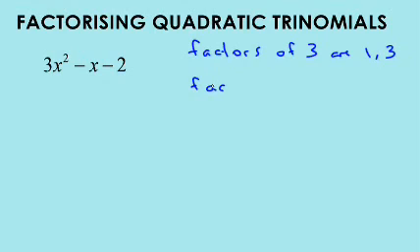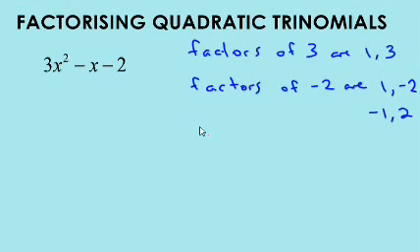Now the factors of the constant. So negative 2 could be 1 times by negative 2. The other choice would be negative 1 times by positive 2. So the next step is to play with those factors. So I'm going to line up the factors of 3 vertically alongside one choice of the factors of negative 2.